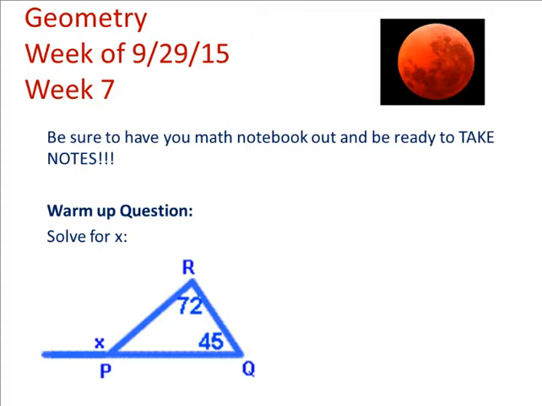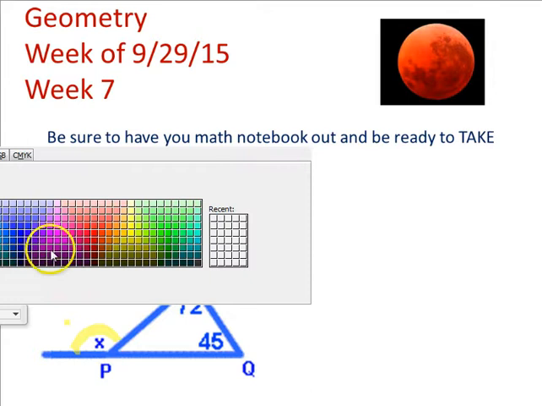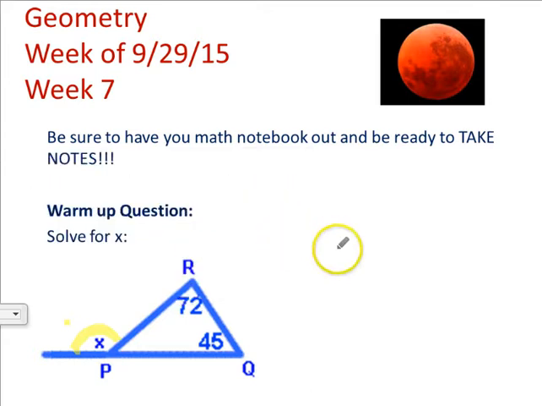So we're going to start with a warm-up question. We've got a triangle with an exterior angle, and your task is to find that missing angle that's labeled X there. So this angle right here, labeled X, we need to find that angle. So go ahead and solve that now. If you need some additional time, go ahead and click pause and then click play when you're ready to check your work with mine.